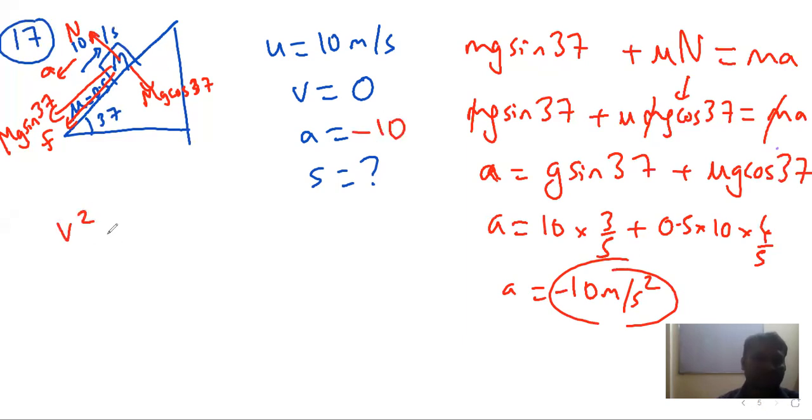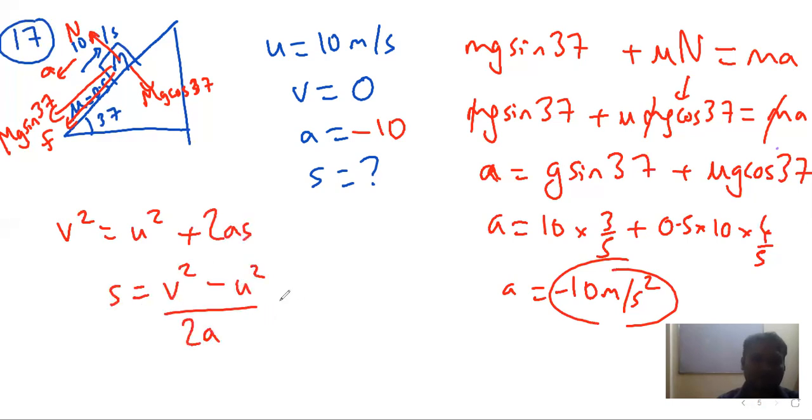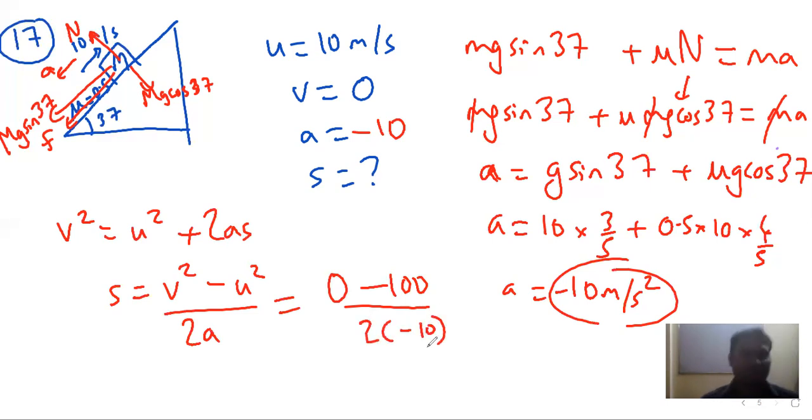Let us now use the kinematic equation v square is u square plus 2as. So s comes out to be v square minus u square upon 2a. What is the value of v square? It is 0. Minus u square is 10 square, which is 100, upon 2 into acceleration or retardation, which is minus 10. So displacement on solving comes out to be 5 meter. So the correct answer to this question: displacement comes out to be 5 meter before the block stops.